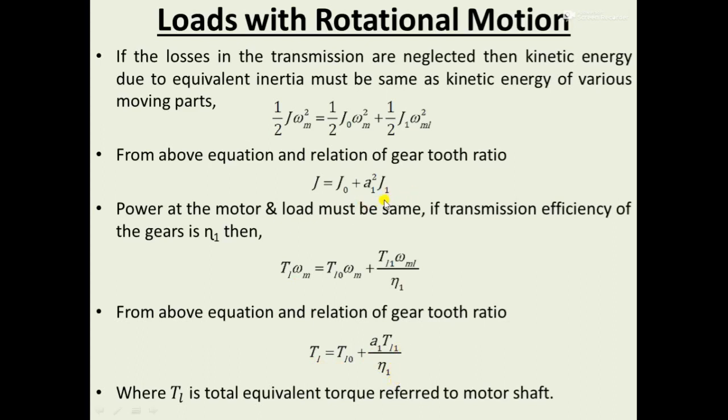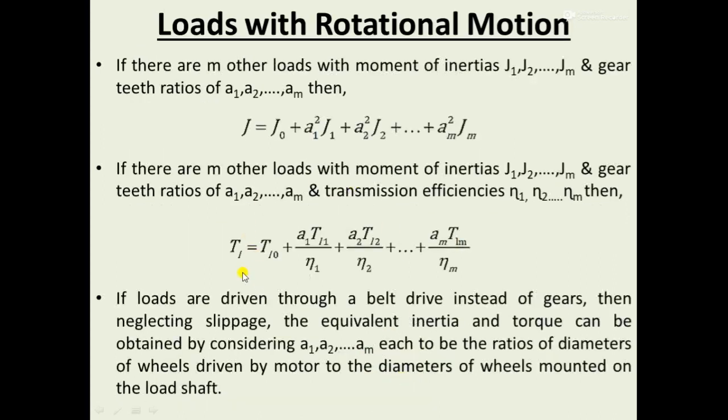Just like we mentioned in the case of equivalent moment of inertia, considering numerous loads having different moments of inertia connected through different gear trains of different gear ratios, the same way we can write the standard relation for equivalent torque also. Consider the system is having m other loads which are connected through different gear trains having different gear ratios. Then the standard relation for equivalent torque can be written as TL is equal to TL0 plus A1 TL1 divided by nu 1 plus A2 TL2 divided by nu 2, up till Am TLm divided by nu m. So these two are the standard relations for equivalent moment of inertia and equivalent torque.